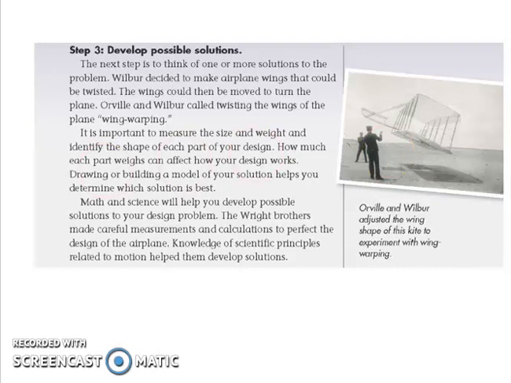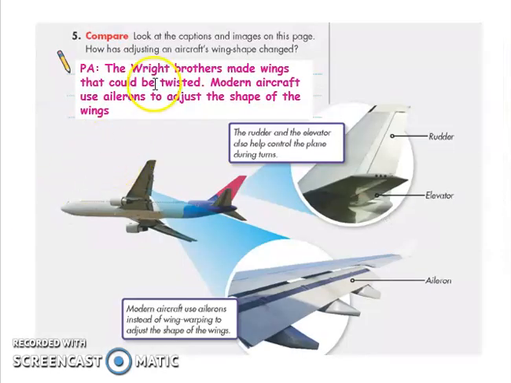Okay, so the next is number 5. Look at the caption and image of this page. So we have here the caption. This is the part of the wings of the airplane. So you have here the rudder, the elevator, and the aileron. How has the adjusting of aircraft wing shape changed over time? The possible answer is the Wright brothers made wings that could be twisted. Modern aircraft use ailerons to adjust the shape of the wings.